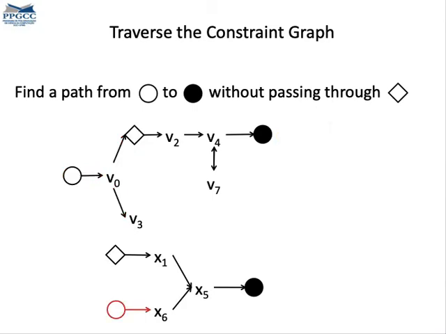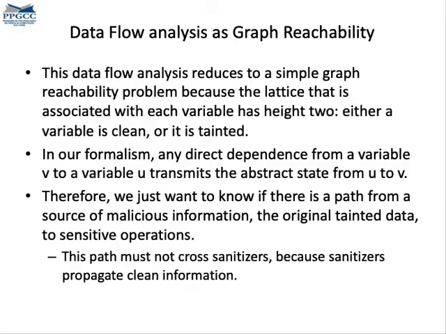Let's look into the definition of X6 now. From X6 we have this path through X5 that reaches a sink, and that indicates a bug. The same bug that we had found with the dense analysis, but much simpler to spot. In this example, the data flow analysis becomes graph reachability because our lattice of clean and tainted values has height two.